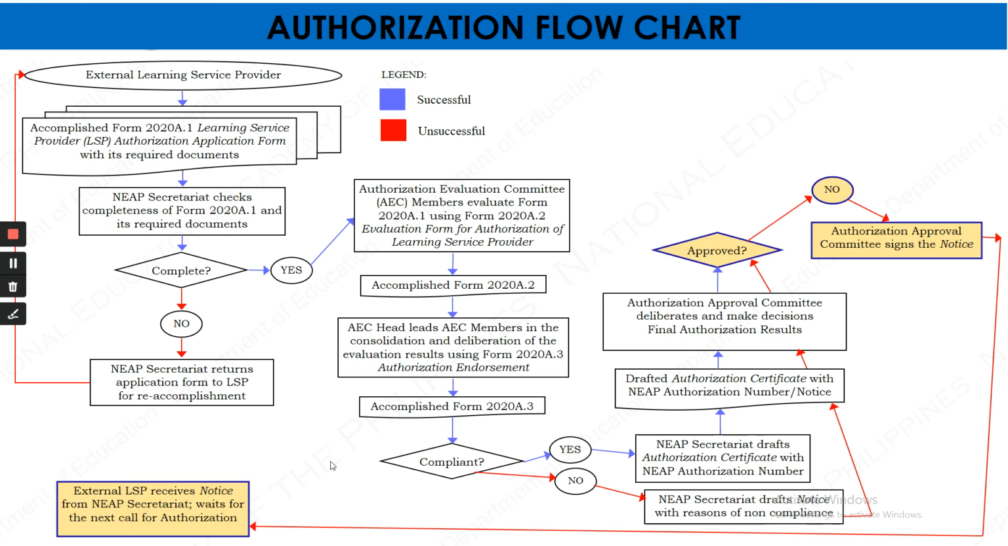And so here, if it's approved kay approval committee, if it's no, authorization approval committee signs the notice. Yan. Diba? Kasi, meron namang pinasa na ni Secretariat yung endorsement, diba po? Authorization endorsement. So, nag-deliberate niya yun, si approval. So, if it's no, authorization approval committee signs the notice. Then, external LSP receives notice from NAIAP Secretariat, waits for the next call for authorization. So they could still send their application, but they need to wait for the next call for authorization.